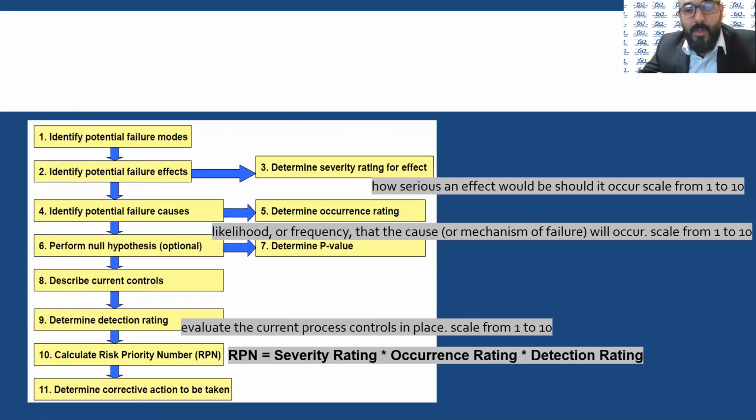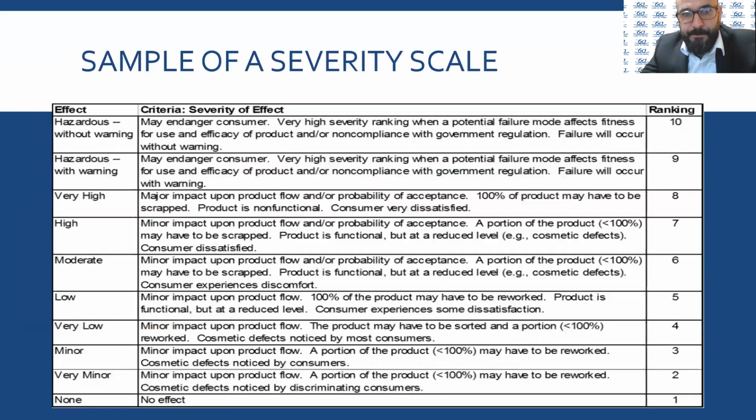Number 10, calculate the risk priority number, RPN number, which can be calculated by multiplying the severity rate times the occurrence times the detection rating. So you multiply these together to find what would be the RPN number. Determine action to be taken. This is a very important tool that we could use not only for Six Sigma, but also for risk management methodology. In order to reduce the risk for any process, we could use this FMEA technique.